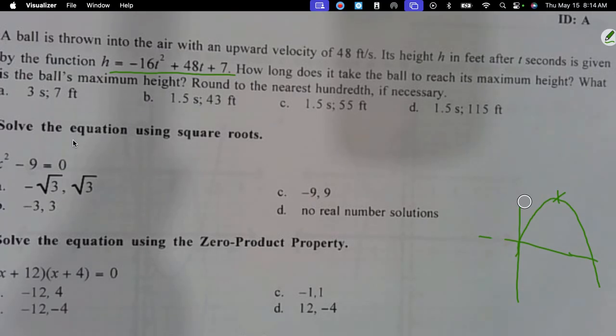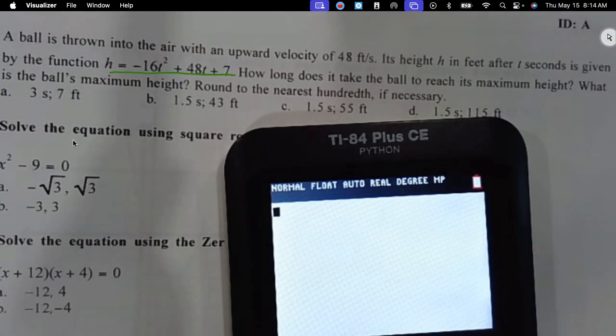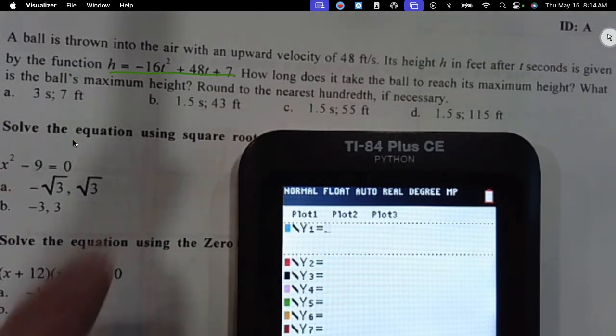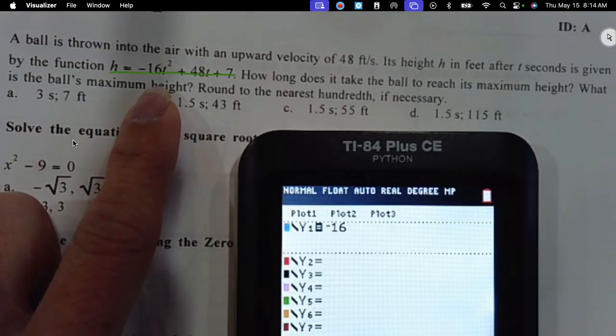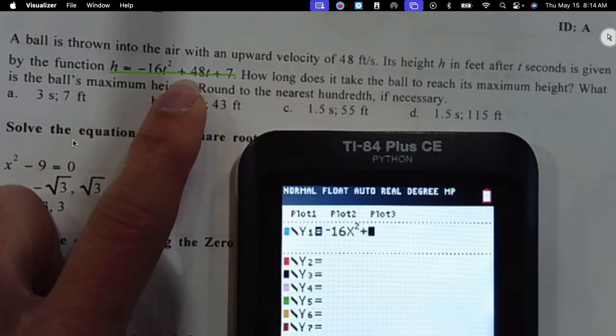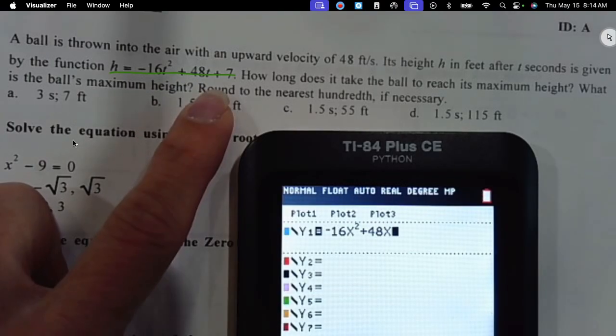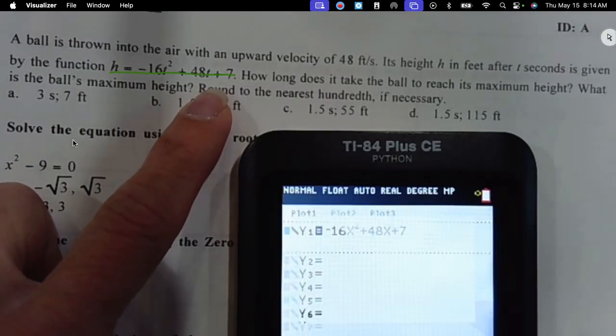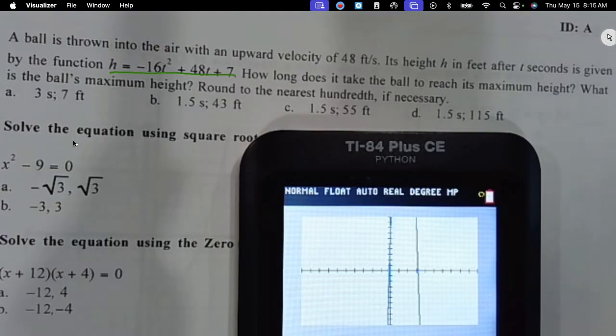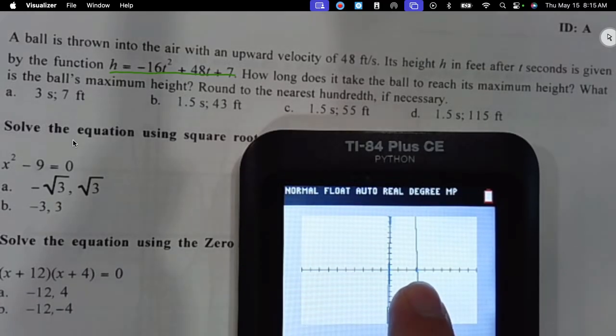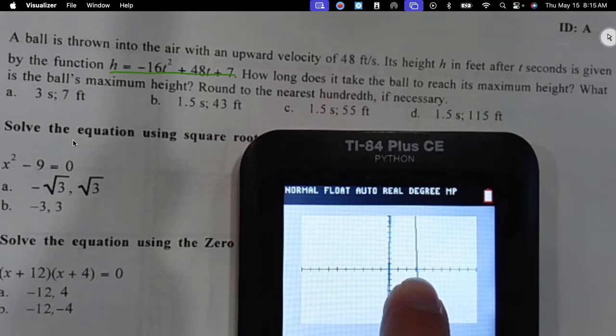So let's find them both. We are going to graph it. I'm going to get my calculator out again. It's going to be a miracle if it doesn't die before class is over. Y equals 16x squared plus 48x plus 7. And I'm going to graph and see what happens. Okay, I can't see my whole graph, right? I can see when it hits the ground, which is around 4 seconds-ish, okay?